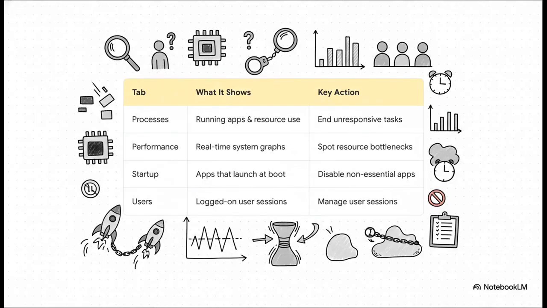So when you pop this open, think of it as your investigative dashboard. The Processes tab, that's your list of suspects, all the apps running in the background, showing you exactly who's hogging all the CPU and memory. Performance gives you those cool real-time graphs, which is perfect for spotting the exact bottleneck. And the Startup tab, oh, that one's a game changer for stopping future slowdowns before they even start.